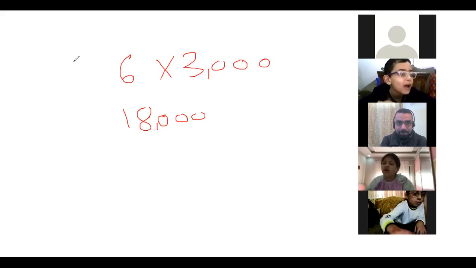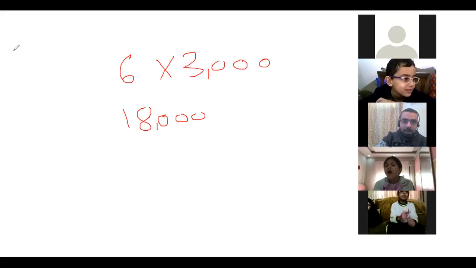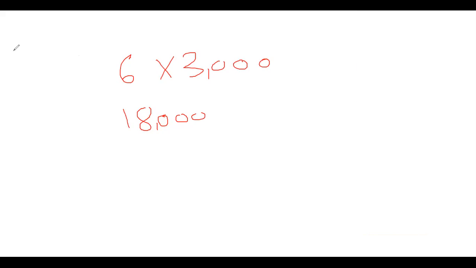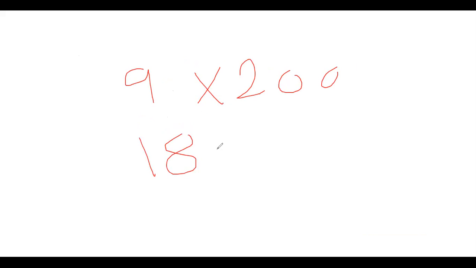I didn't understand it, teacher. Okay, let's take an example, Abdullah. Suppose that I have 9 times 200. We make it 9 times 2, which is 18. And then we put the two zeros. That's it. Only this? Yes, that's it. Okay. The final is easy. Okay, great.